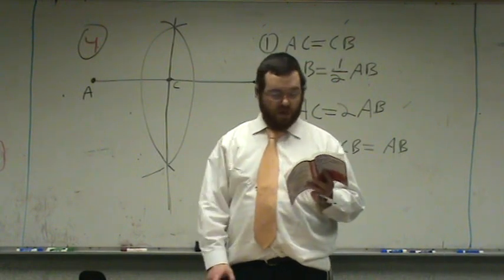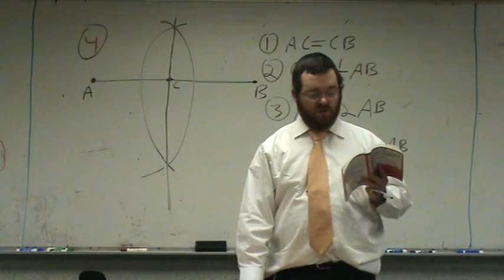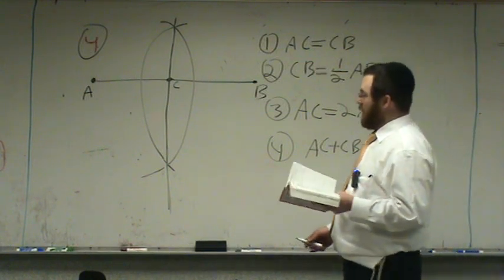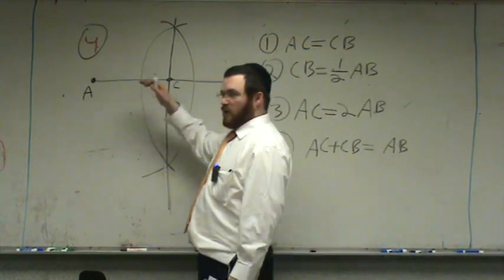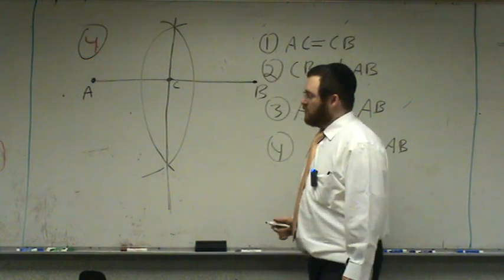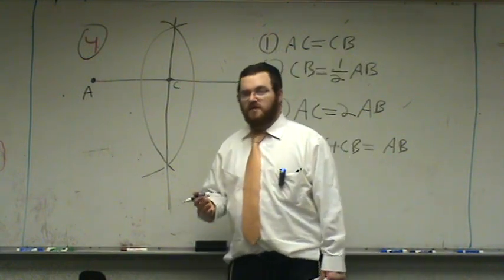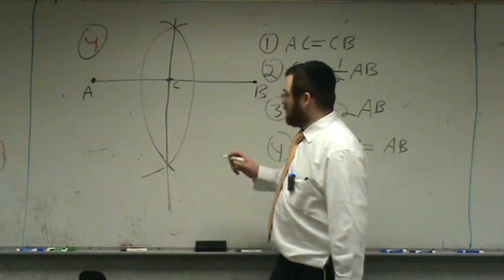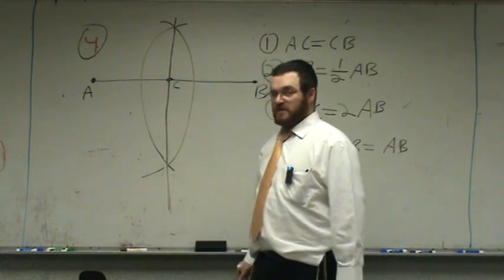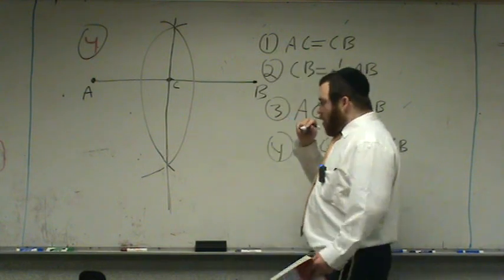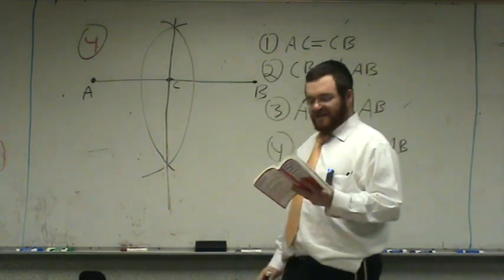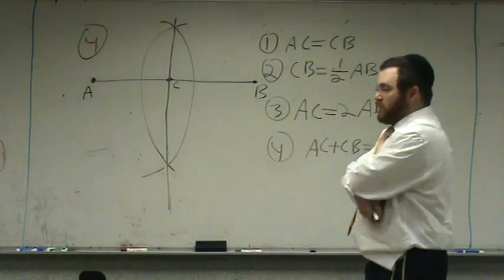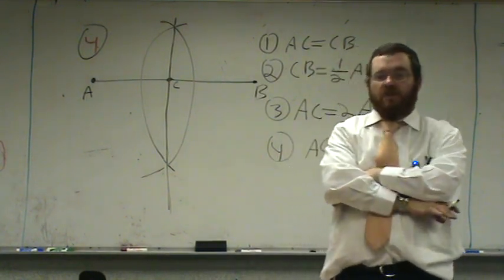Question 4. The diagram below shows the construction of the perpendicular bisector of AB. You had line AB, and you used the compass to create a perpendicular bisector, and it came out that the perpendicular bisector is at point C. Which statement is not true? So in other words, it's telling you 3 statements are true.